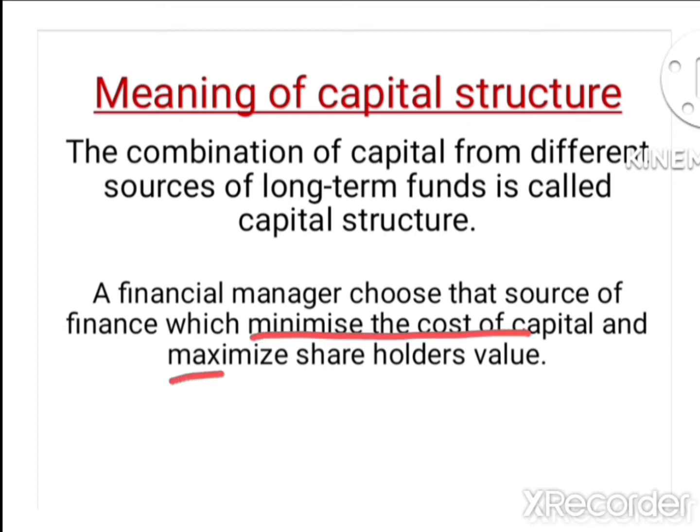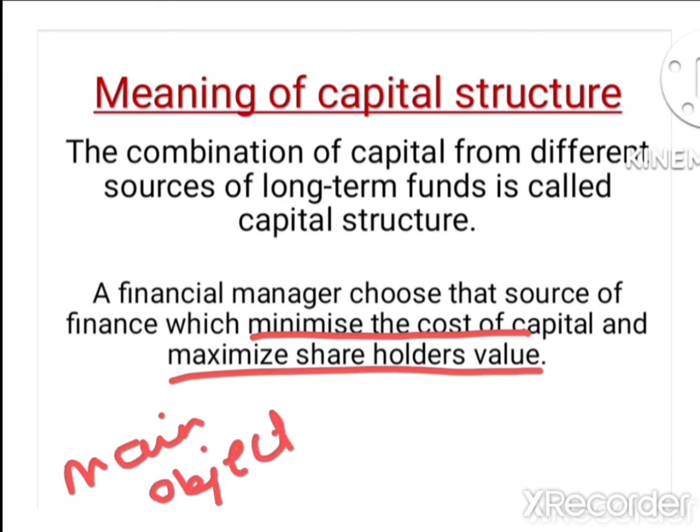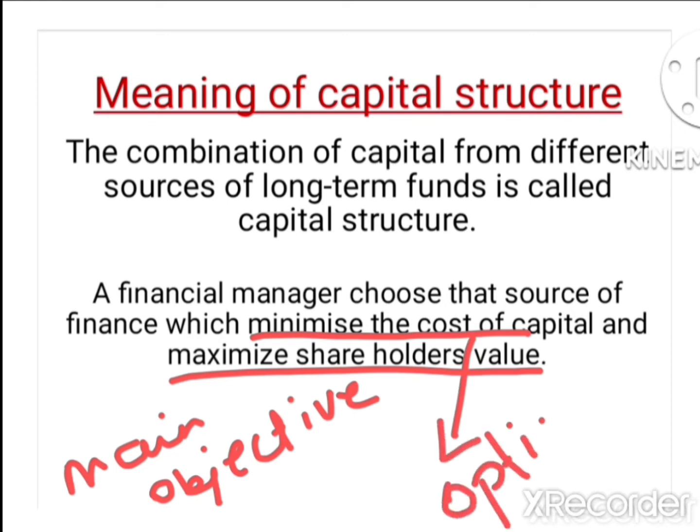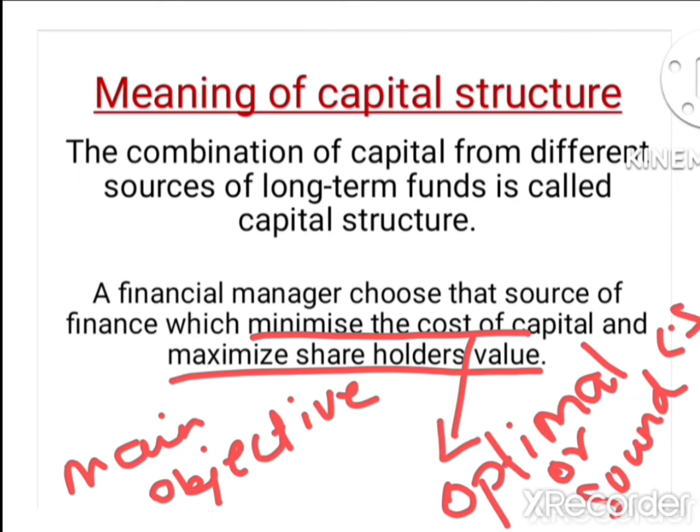minimizing cost of capital and maximizing shareholders' value is the main objective of the capital structure. Okay, and maximizing shareholders' value and minimizing cost of capital is also referred to as optimal capital structure or sound capital structure. Okay.